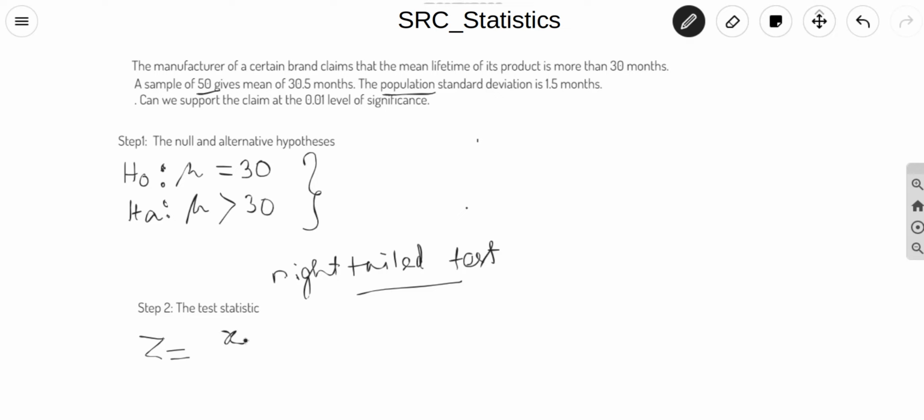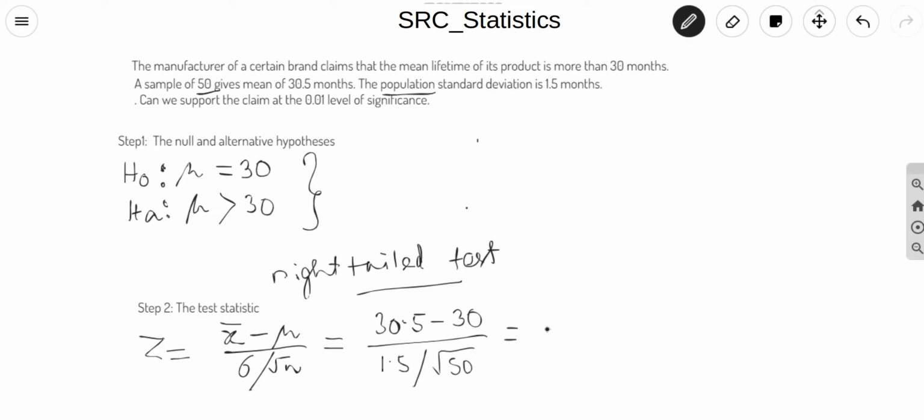So the formula for the test statistic will be Z equal to x bar minus mu divided by sigma by square root of n. Okay, x bar is the sample mean from the question, it is 30.5 minus the hypothetical mean mu divided by sigma 1.5 and square root of n, that is 50. Okay, we find out the value to be 2.36. Okay, so the value of test statistic is 2.36.